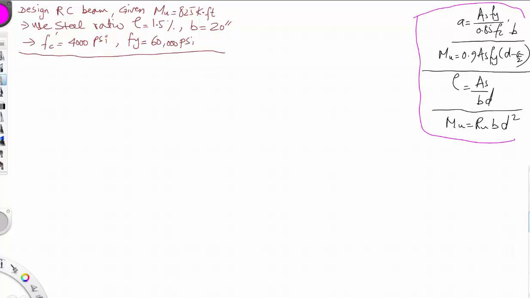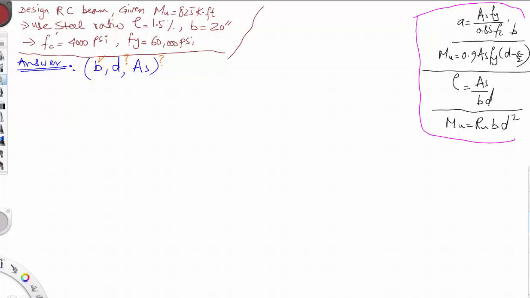So here, before we start the answer. Design, always keep in mind, design means you need to define b, you need to define depth, and you need to define the area of steel. And in this question, b is given to us, so we need to decide d and As, the area of steel. So take a good look at the question here and see which equations we should be able to use.